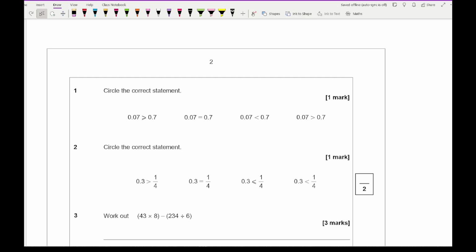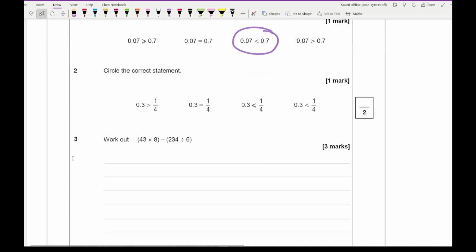Now with these decimals, I always prefer telling my students to treat it as money, because a lot of students comprehend money. So here we're looking at 7 pence and 70 pence, which is 0.7. So here we're looking for where the arrow is pointing at 0.07, or the crocodile is eating the 0.7. So our correct answer is going to be our third option.